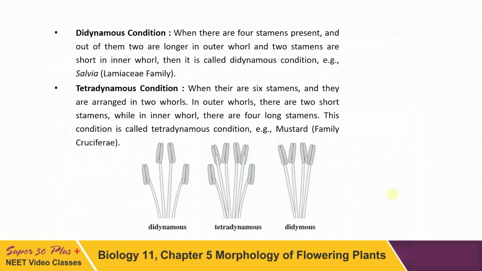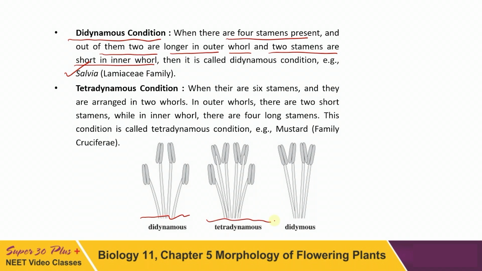Okay. Come to the length. One is known as didynamous condition. That is, there are 4 stamens. Out of these, the 2 are longer in the outer whorl, and the 2 stamens are short in the inner whorl. It is found in the case of salvia. You can see here, this is didynamous condition.